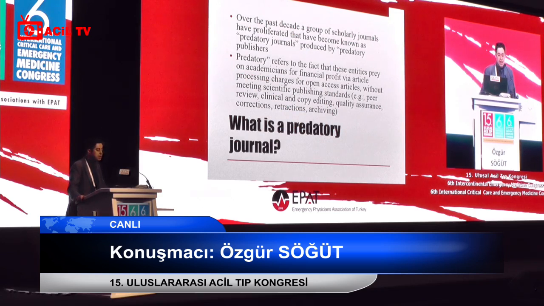Over the past decade, a group of scholarly journals have proliferated that have become known as predatory journals, produced by predatory publishers. Predatory refers to the fact that these entities prey on academics for financial profit via article processing charges for open access articles, but without meeting scientific publishing standards. For example, peer review, clinical and copy editing, quality assurance, corrections, retractions, and archiving.